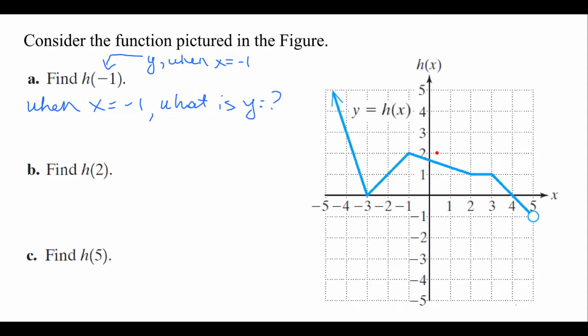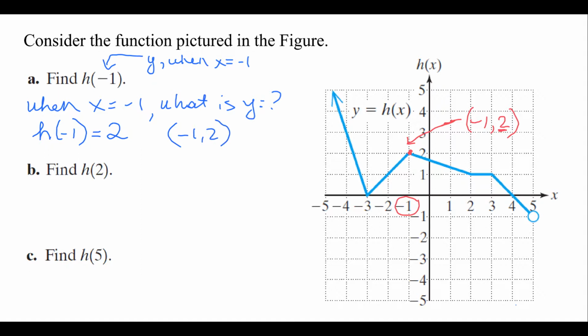Well, the value of y is 2, because that point over there that we're looking for, let me go ahead and highlight that point. This point over here has the coordinate of -1, 2, right? So basically this says, okay, when x is -1, what is the value of y that corresponds to the point on the graph that belongs to x equals -1? And of course, the y value is 2. So then that means we can answer part A that h of -1 is 2. This is the same thing as the point on the graph -1, 2.